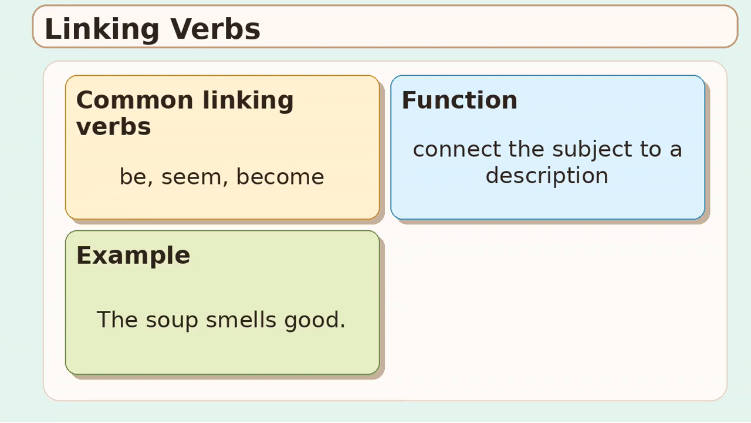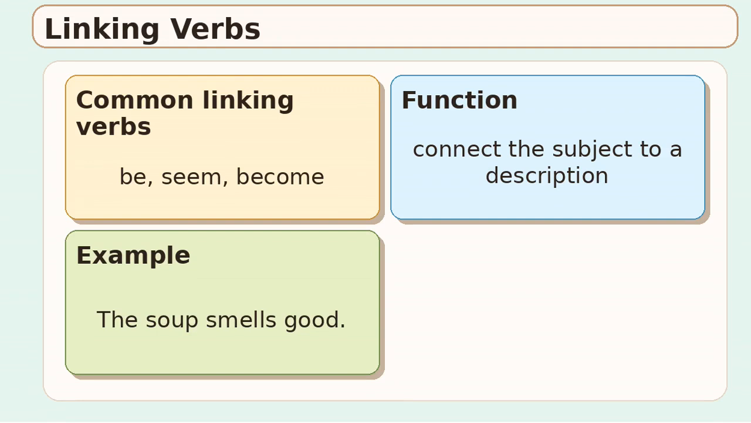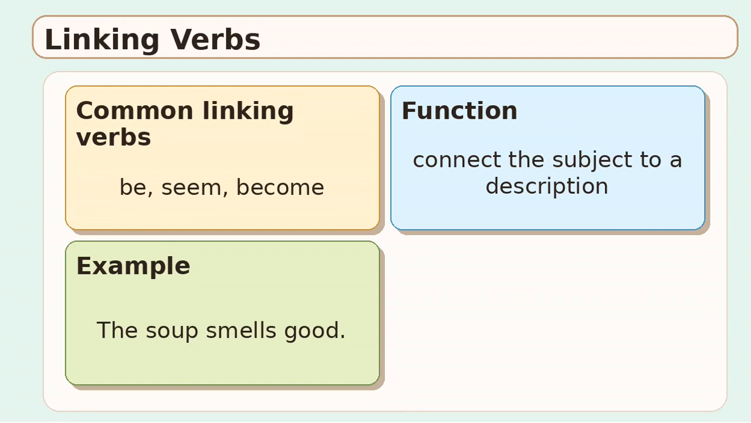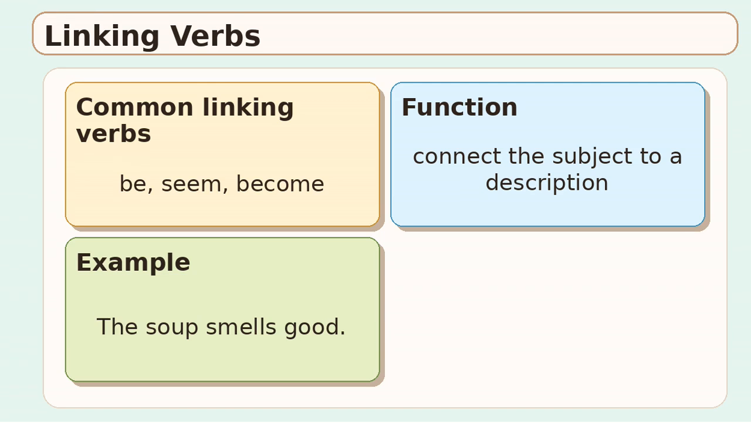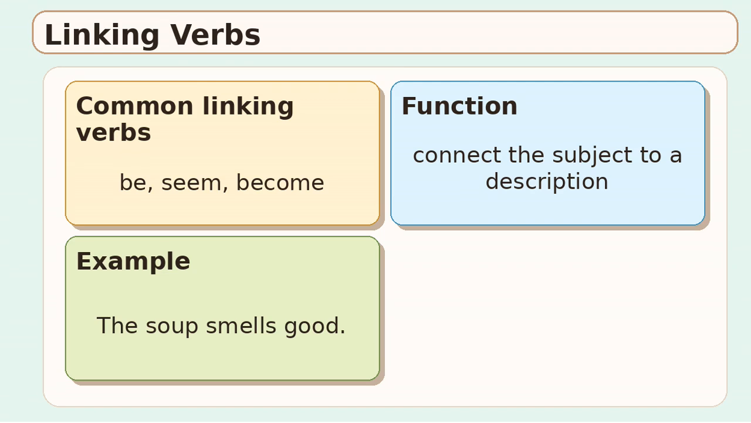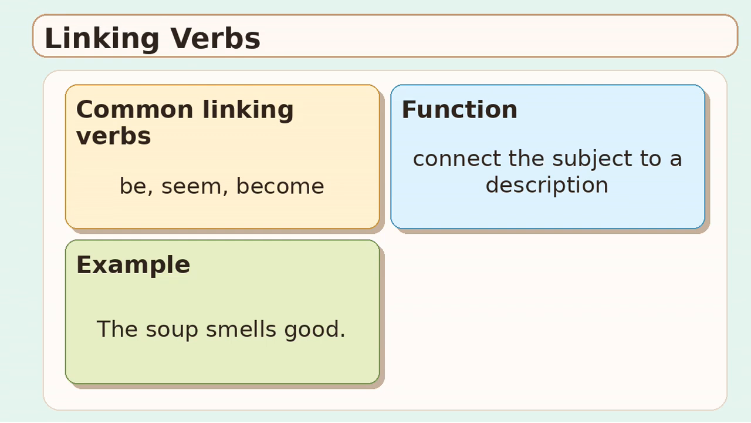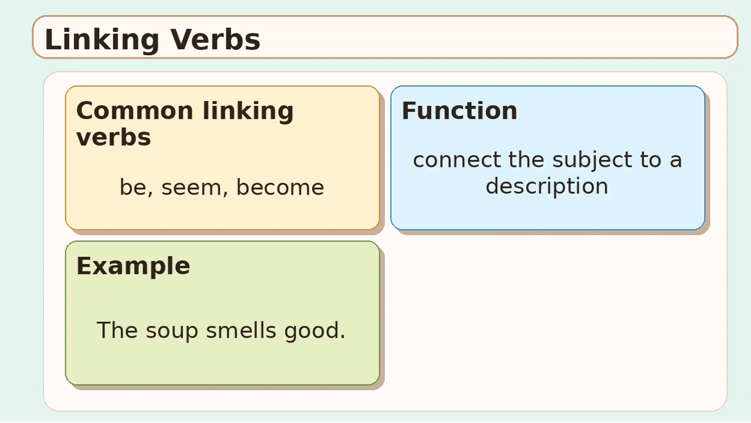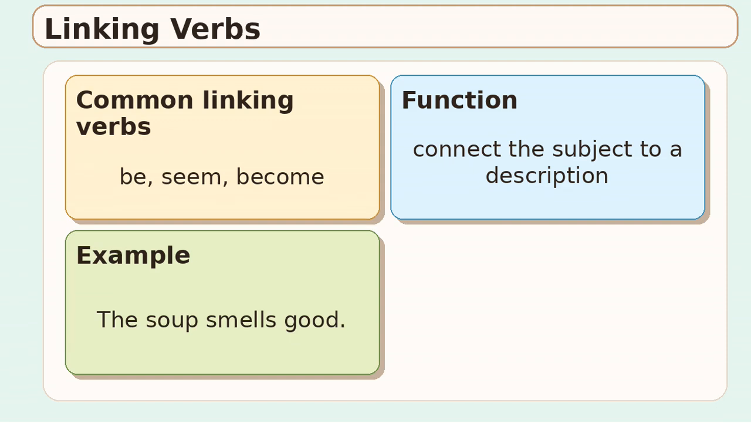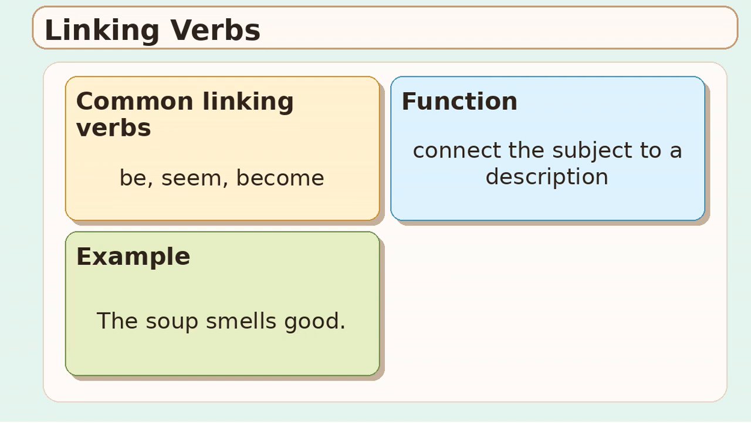Linking verbs do not show action in the usual sense. Instead, they connect the subject to more information. Common linking verbs include be, seem, and become. Their function is to connect the subject to a description or identity. For example, in "the soup smells good," the verb smells links the subject soup to the quality good. So the verb is not showing an action done to something, it is connecting the subject with information about it.